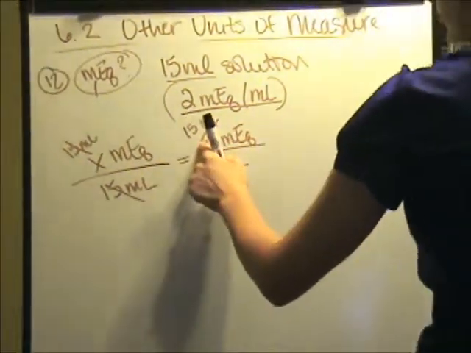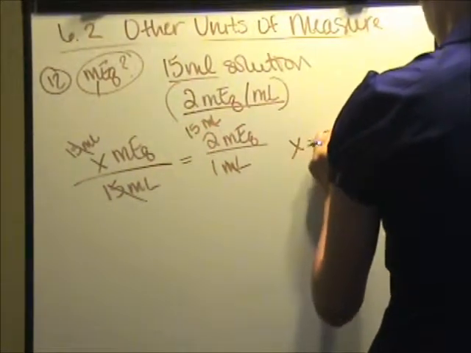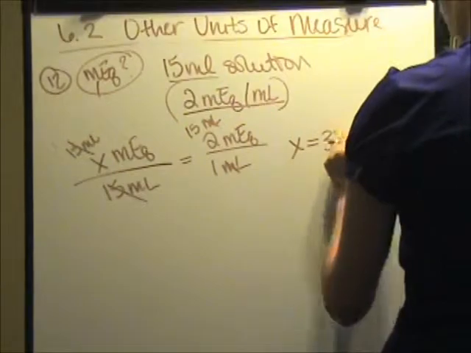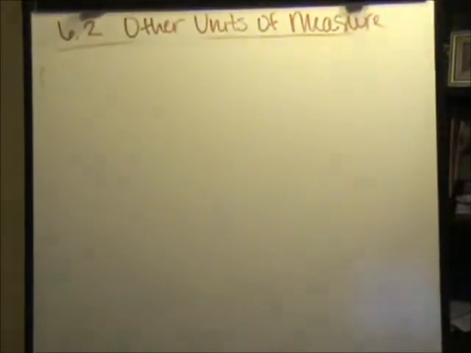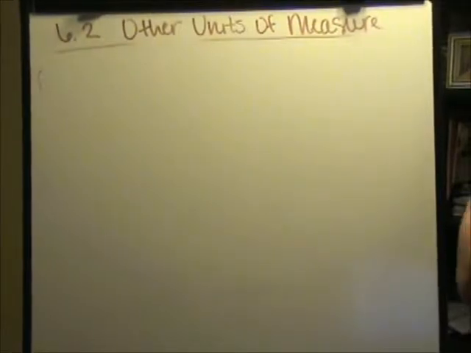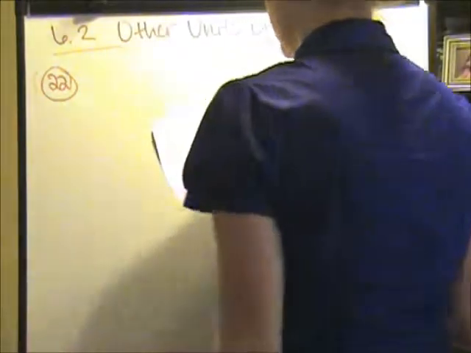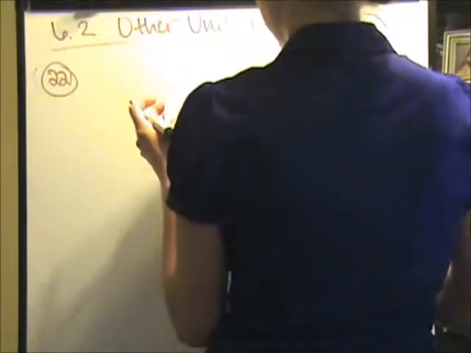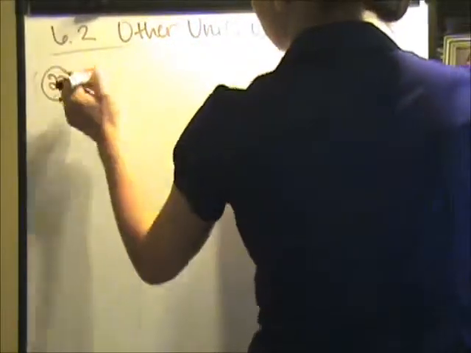15 times 2 is 30 divided by 1, so X equals 30 milliequivalent. All right, so pretty straightforward. Let's skip over to the units when we're dealing with insulin and take a look at those. On page 166, let's look at number 22. And this particular one's dealing with penicillin, Pen VK, and it's not insulin, but you can still use international units for other things, and penicillin is a good example.